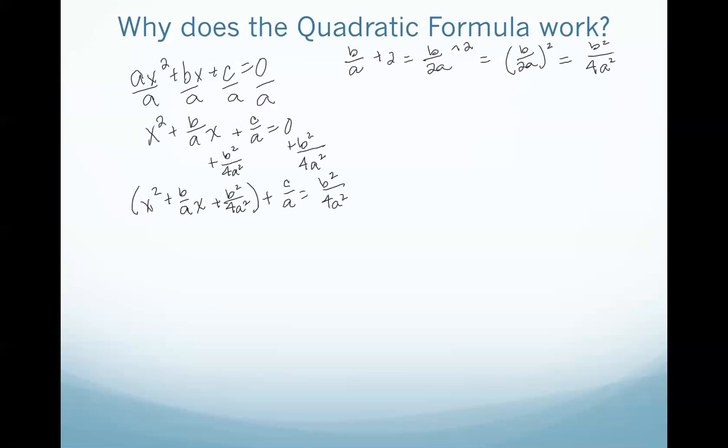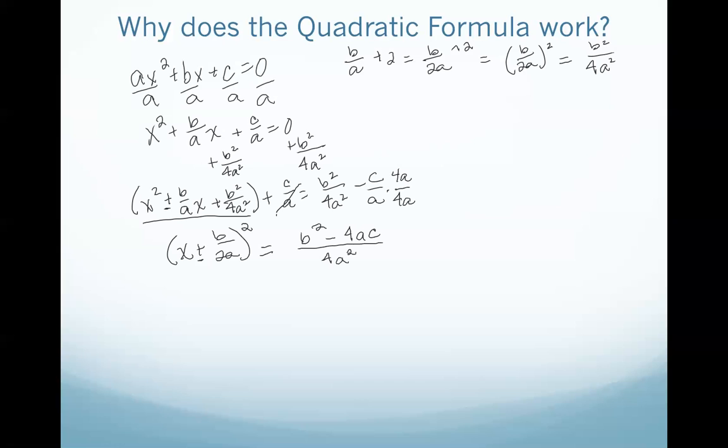Now the whole point of that is so that I can factor. My trinomial here is a perfect square trinomial. So I can factor it into x plus b over 2a squared. Sorry, that's a plus. And then I'm going to go ahead and subtract c over a from both sides, equals, in order to simplify my right-hand side now, I need a common denominator. So I'm going to multiply this by 4a over 4a. So that's b squared minus 4ac divided by 4a squared.